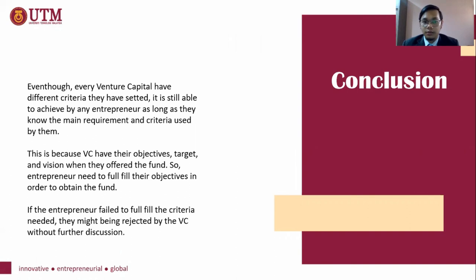So the conclusion is that every venture capital has their own criteria set, but it is still achievable by entrepreneurs as long as they meet the main requirements and criteria used by them. This is because venture capital has their own objective, target and vision when they start to offer the fund. So it is the entrepreneur's responsibility to fulfill their objective in order to obtain the fund, but they also need to consider the needs of their product itself. If the entrepreneur fails to fulfill the criteria, they might be rejected by the venture capital without further discussion.